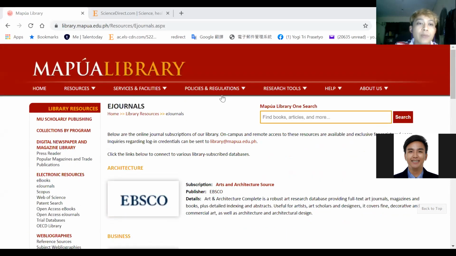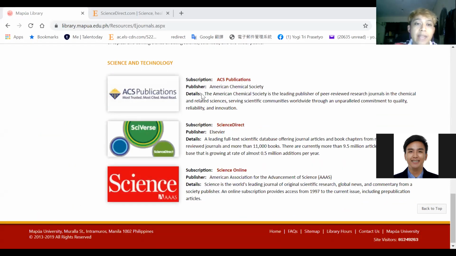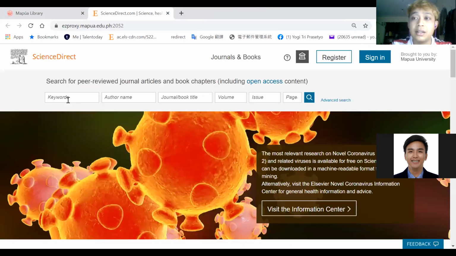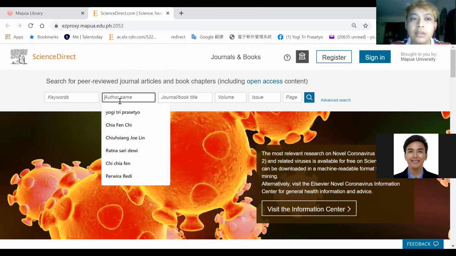So you go to the Mapua library. If you would like to go to Science Direct, you can click this one, Science Direct. Then they will ask for the login. You put your student number, and the password is just the last 4 digits of your student number. So you can get this, and you can download for free.